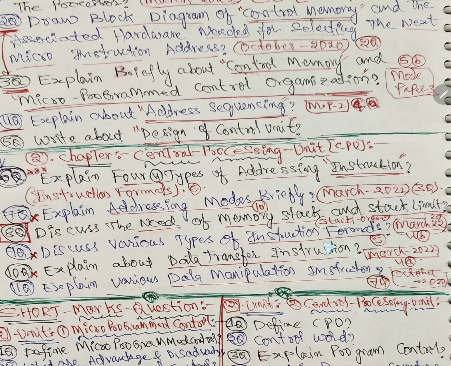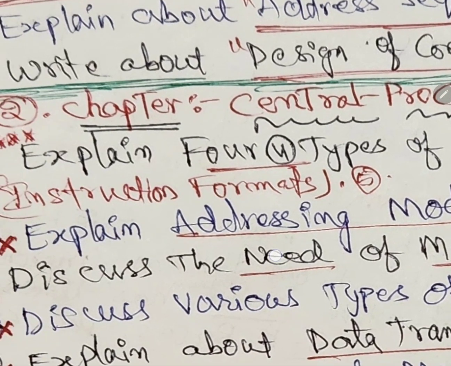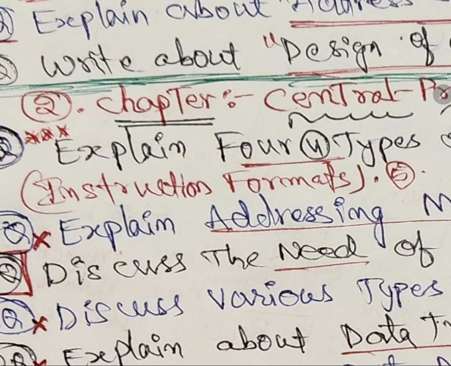Discuss various types of instruction format. This is a direct question, direct syllabus. This and this are the same. 6th question and 9th are both the same. This is given in a twisted way. 4 types; actually it is 5 types. I wrote it here, I will zoom in and show you. See, I wrote in red mark. That's what I am telling.